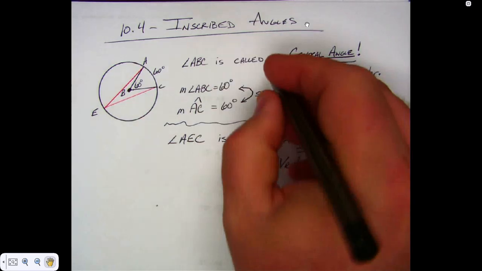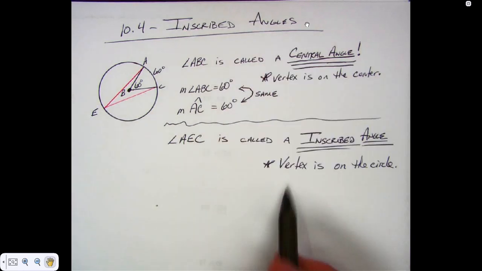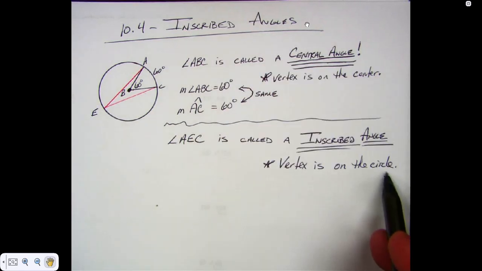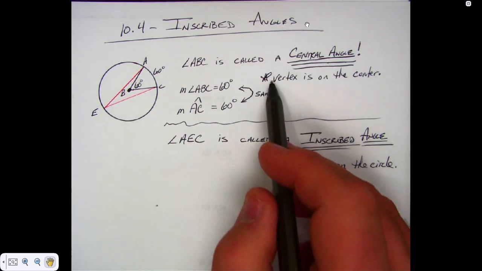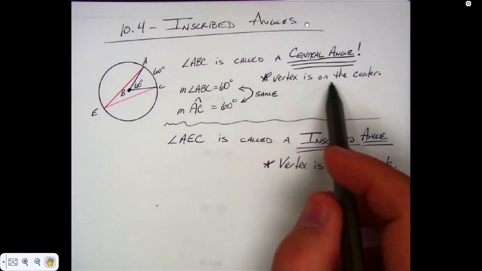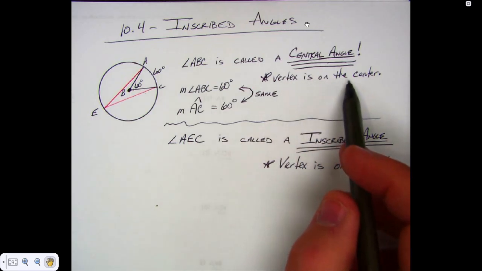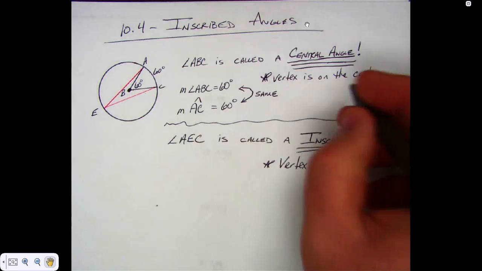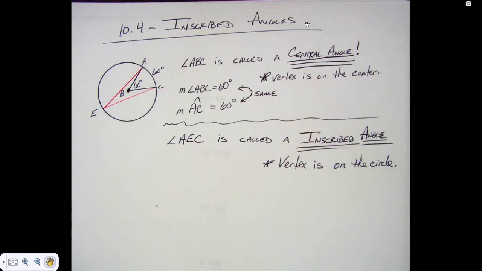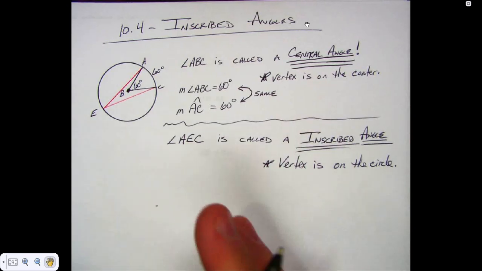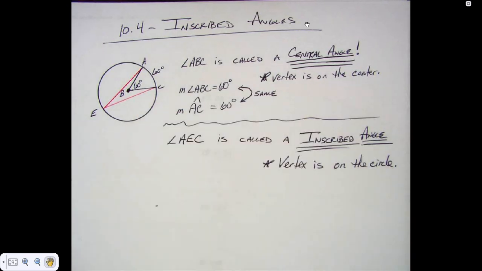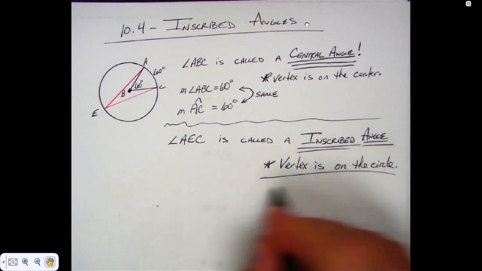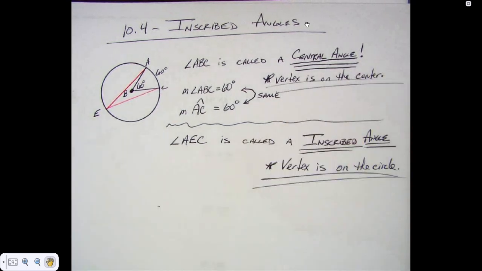And you were kind of right, but not completely right. Vertex is on the circle. What's the difference? What is the central angle? The vertex is on the center of the circle. Not just in the circle, inside it, but on the center. That makes it a central angle. So you guys see the difference.